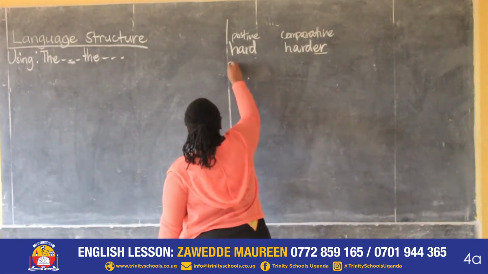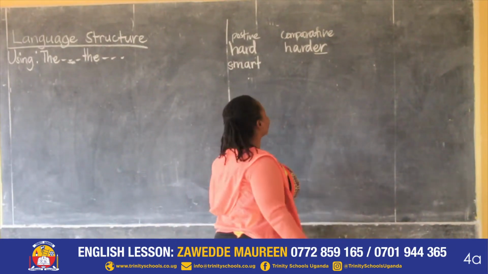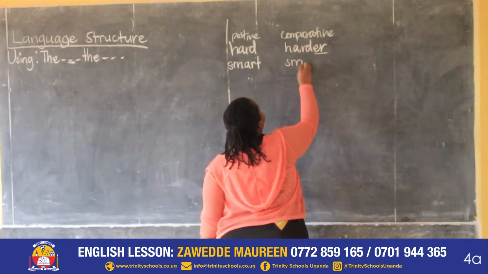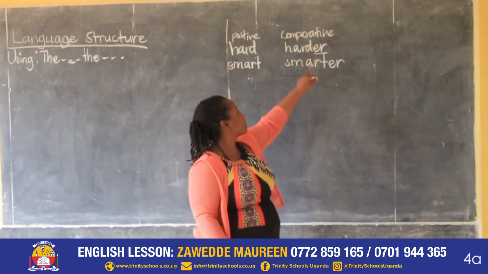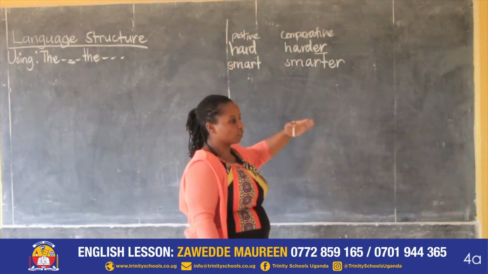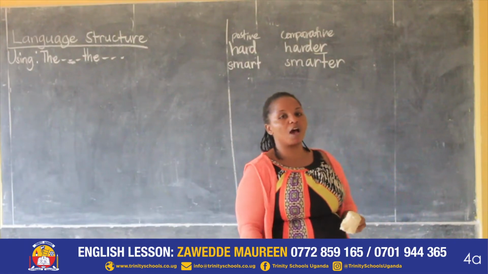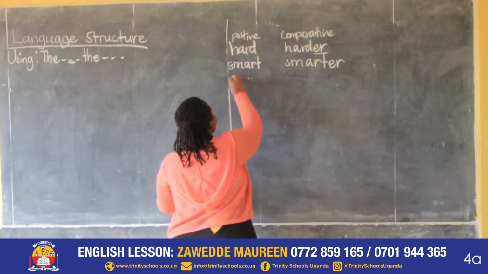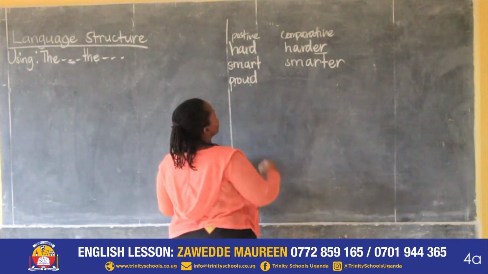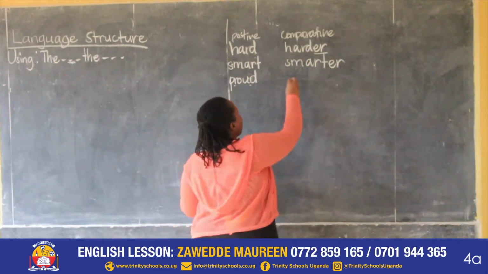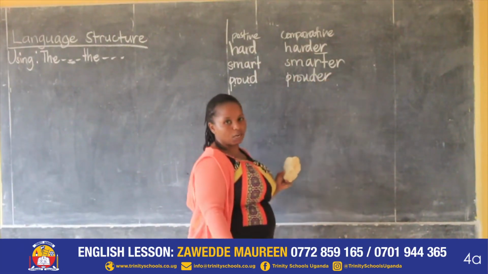We have another word, smart. Mwebe is smart, but Odong is smarter. Comparative, smarter. We compare two. Then another adjective is proud. You just add ER to form the comparative and say prouder.